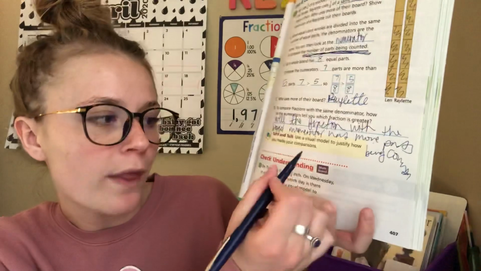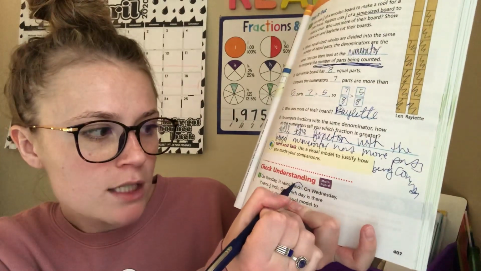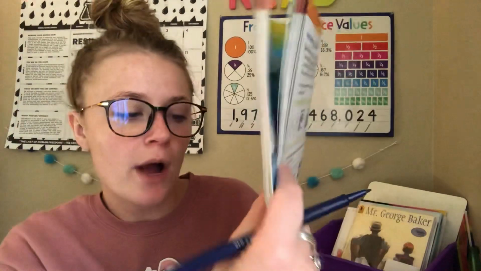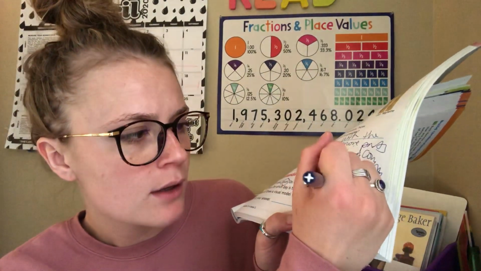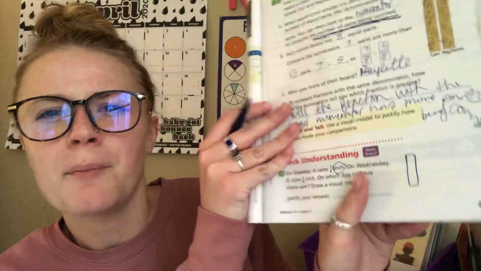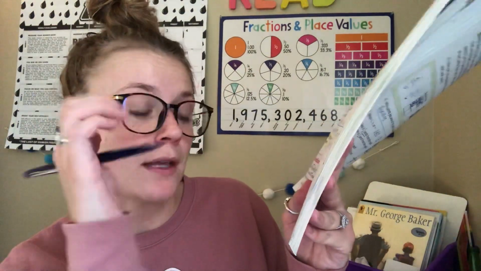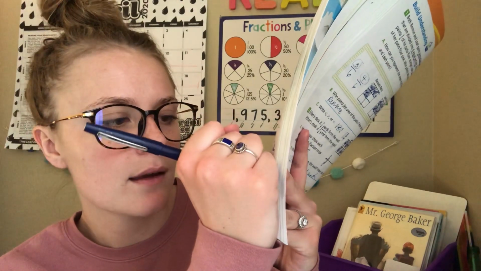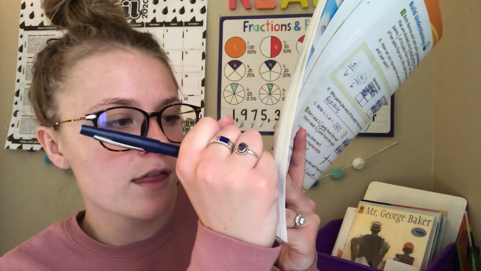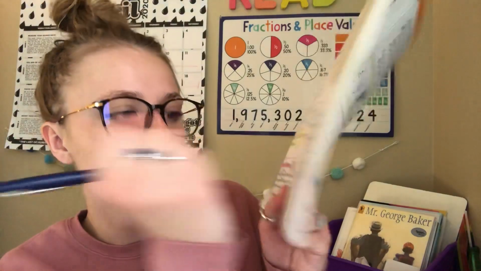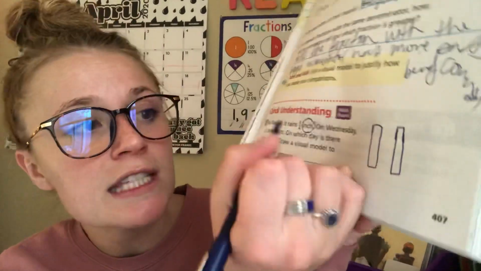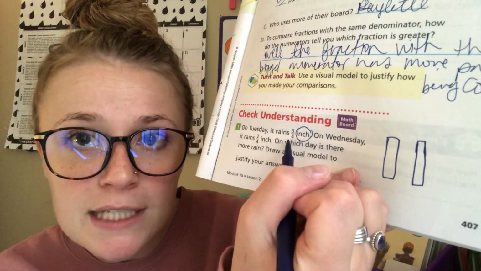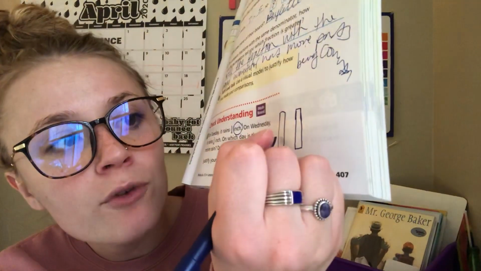So, in order to draw a visual model, I need to know what the whole is. We are talking about inches. So I am going to draw 1 inch. I'm just going to do a rectangle about the size of an inch. That might be too big, but that's okay. And then I'm going to draw another bar right next to it so I can compare them. Same size. Now I'm going to divide those inches into fourths because my denominator is 4. So I have 4 equal parts.